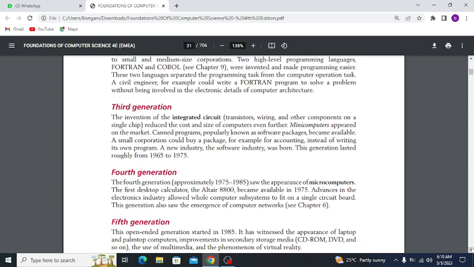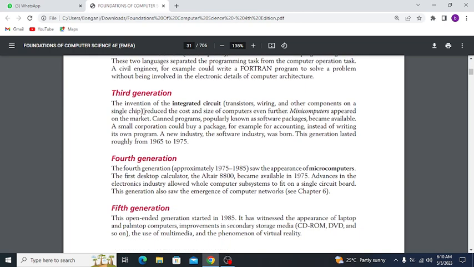That was the second generation, right? The third generation: the invention of the integrated circuit. During this generation, there was an invention of the integrated circuit, with transistors, wiring, and other components on a single chip. They integrated everything, the transistors and the wiring, on a single chip. Now they put all those things in a chip, so they could reduce the cost and size of computers even further, because a single chip would host those transistors.